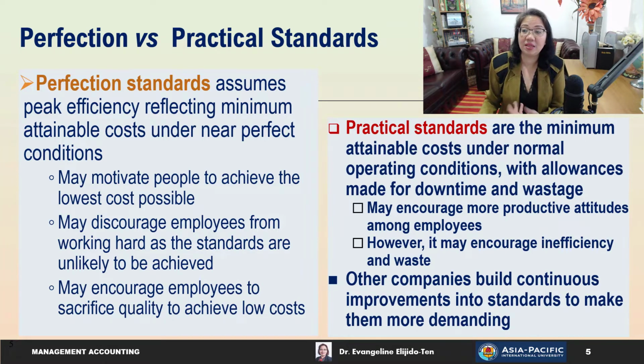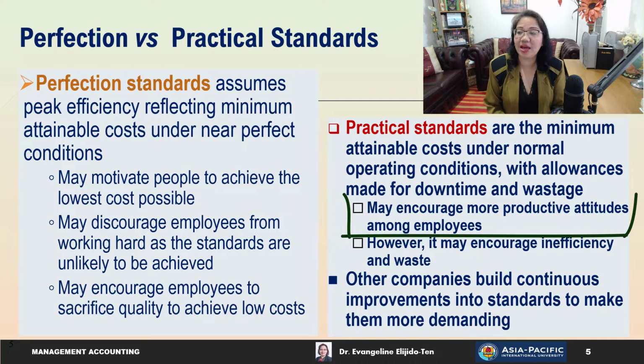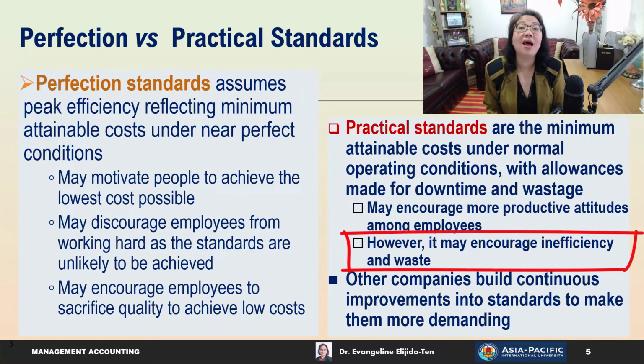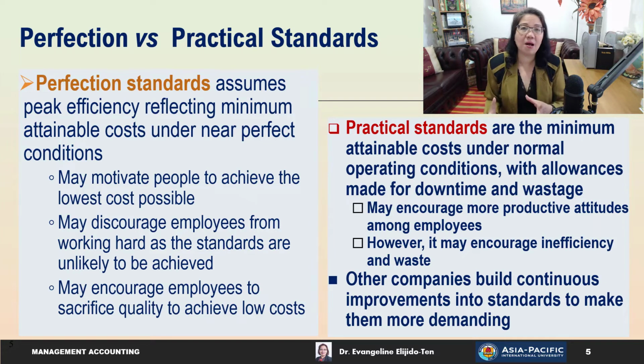As the name suggests, practical standards are the minimum attainable costs under normal operating conditions. And this means there will be allowances for any downtime and wastage. These practical standards may encourage more productive attitudes among employees. That's the upside to it. But the downside is that it may encourage inefficiency as well as wastage. Now, other companies may build continuous improvements into practical standards to make them more demanding. So, which do you think is preferable in practice?